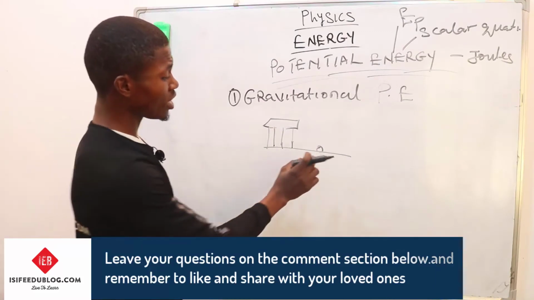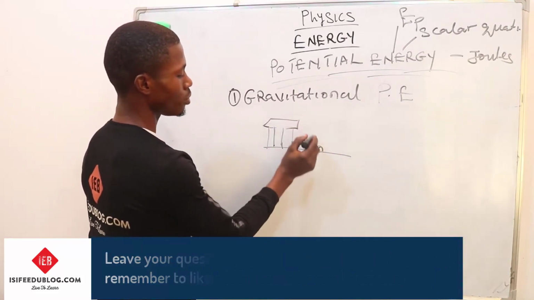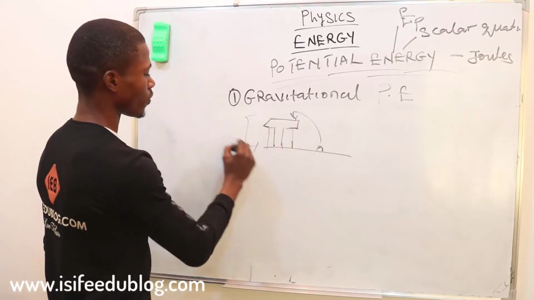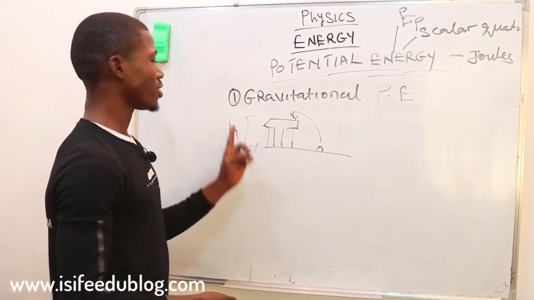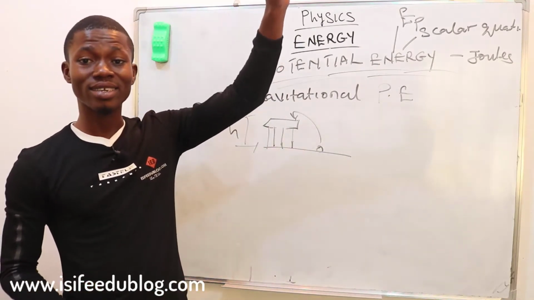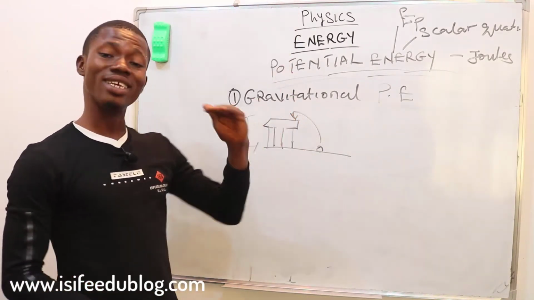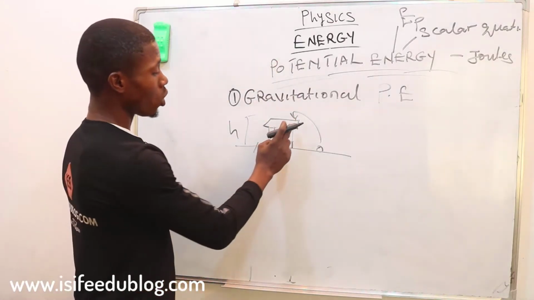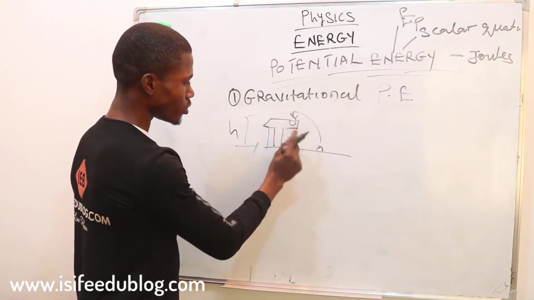But the moment we pick up this stone from here and put it here, this stone now has an attribute of height. Once there is height, it possesses potential energy. And the greater the height, the greater the potential energy. What is this potential energy that this stone possesses?